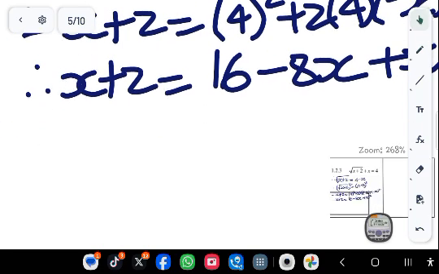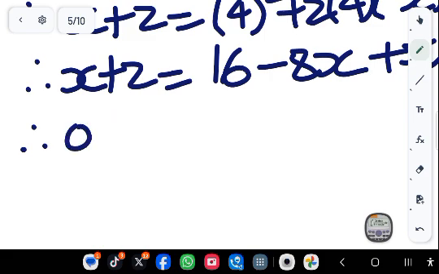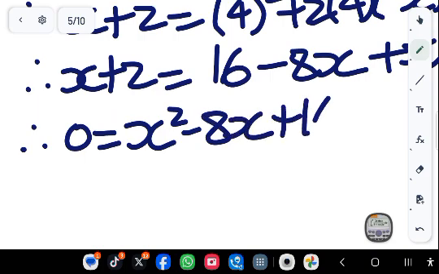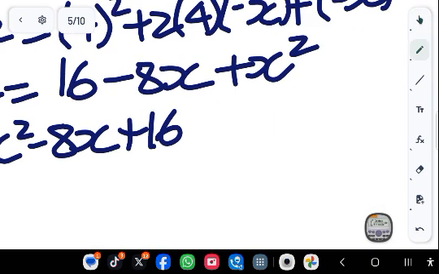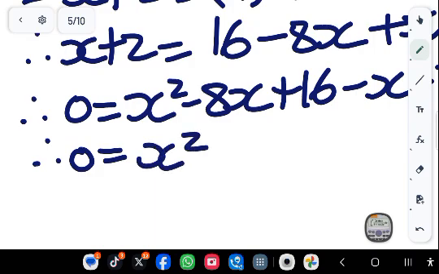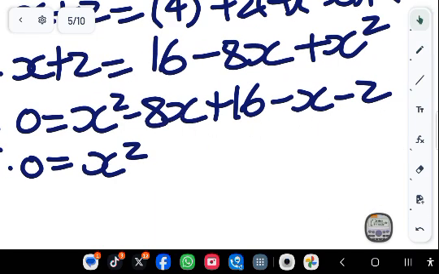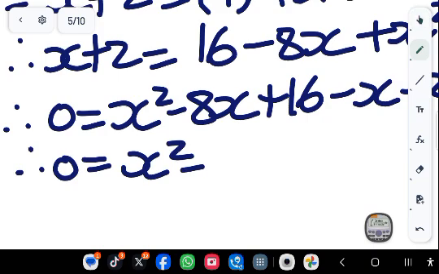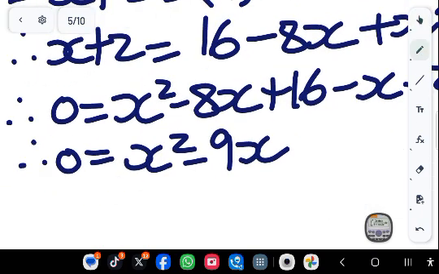Take everything from the left hand side to the right hand side. So we end up with a quadratic equation x squared minus x minus 2. Don't forget to change the sign when they cross the border. So that's x squared. Let's add like terms. Minus 8 minus 1, that is minus 9x. 16 minus 2, that is 14.